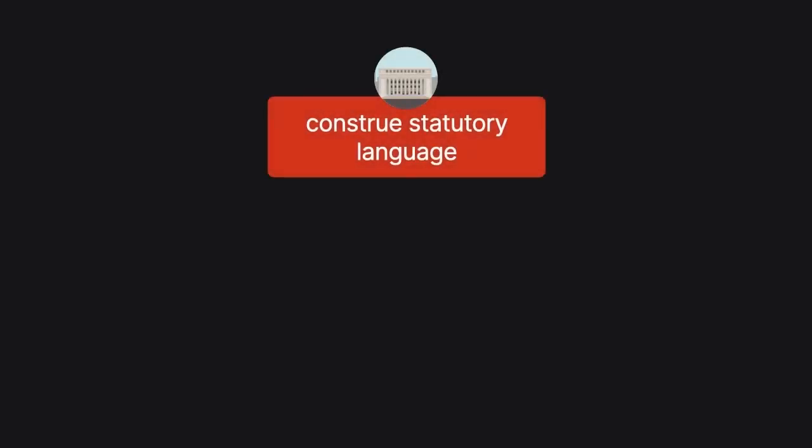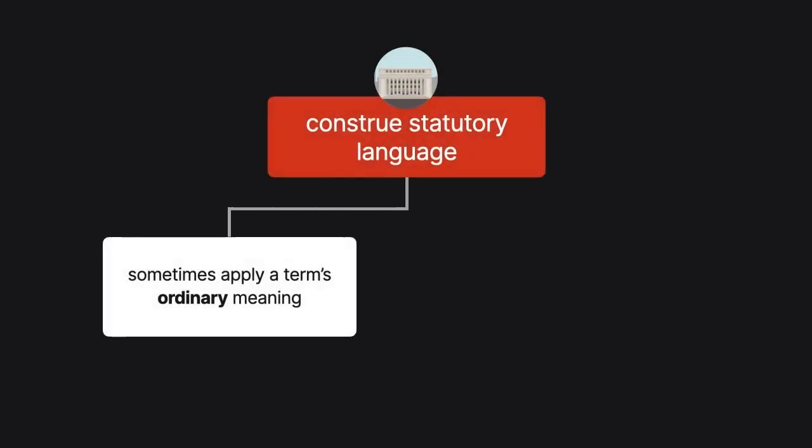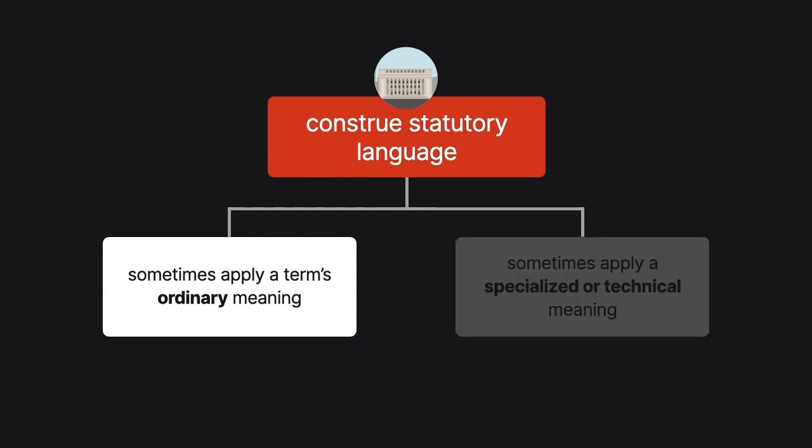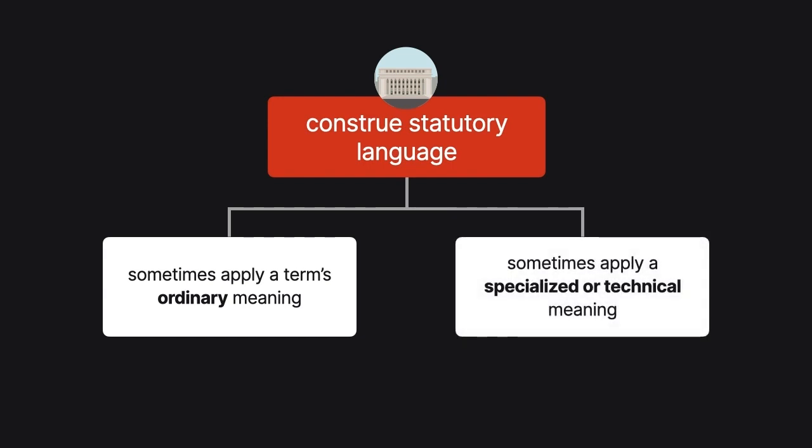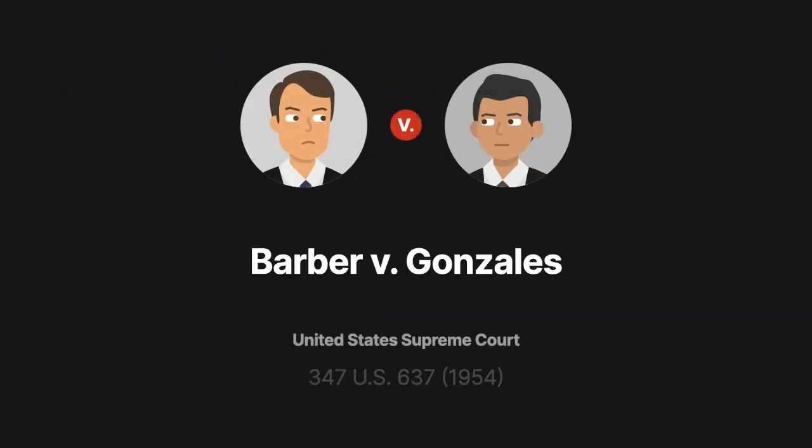When courts construe statutory language, they sometimes apply a term's ordinary meaning and sometimes apply a specialized or technical meaning. How do courts decide which applies? The United States Supreme Court answered that question in Barber versus Gonzales.